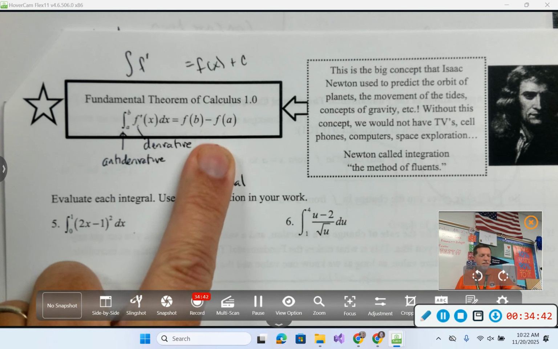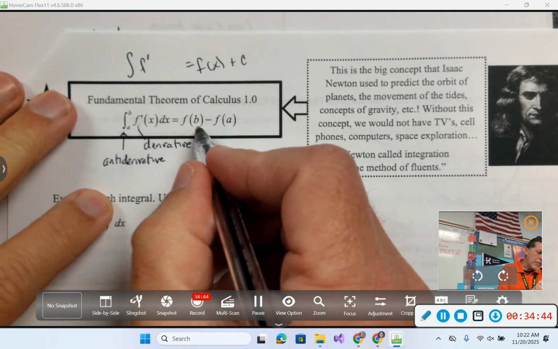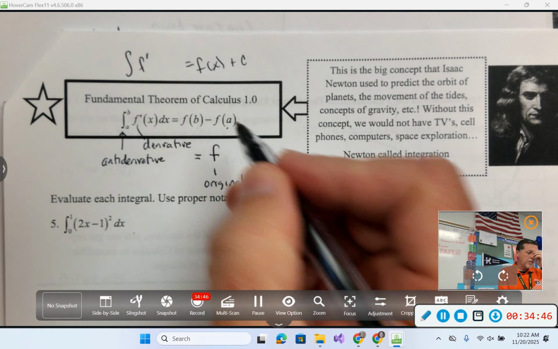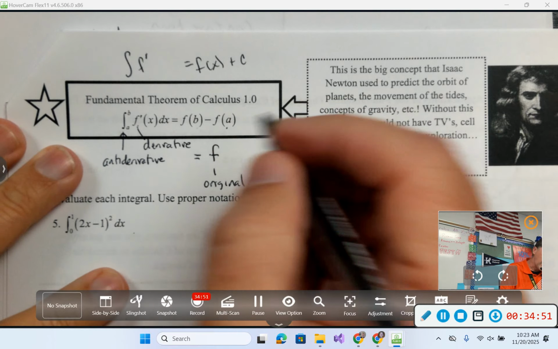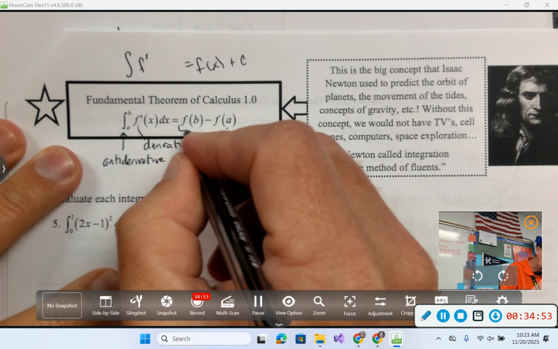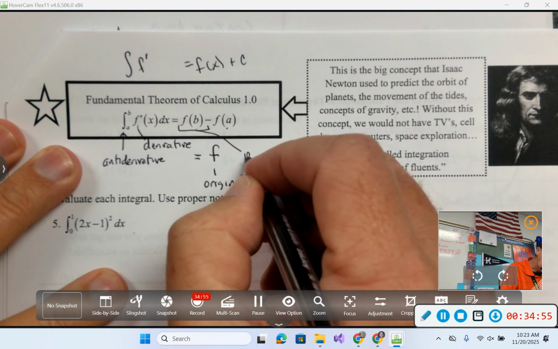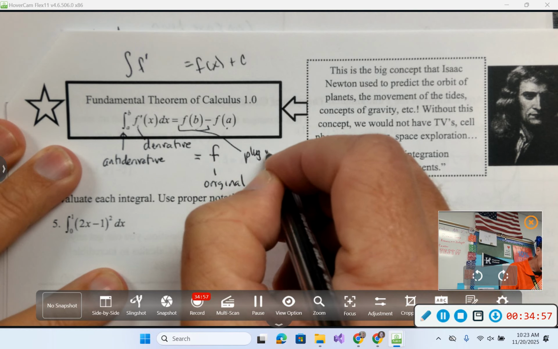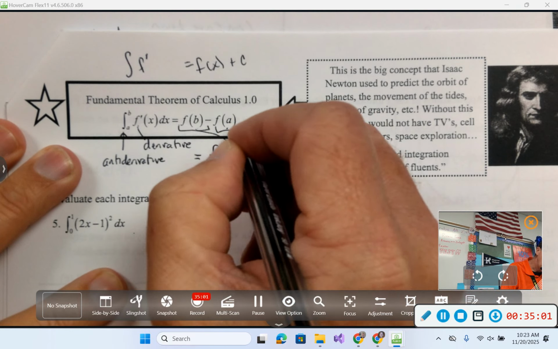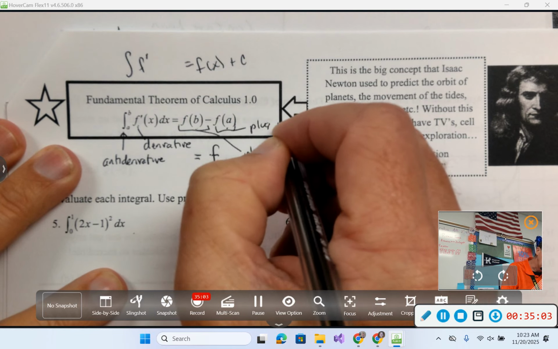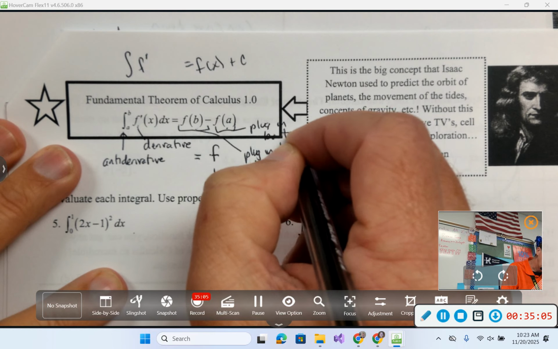What's new is we plug in the top minus plug in the bottom. So you take an antiderivative and then, running out of space, plug in the top limit, plug in the bottom limit.